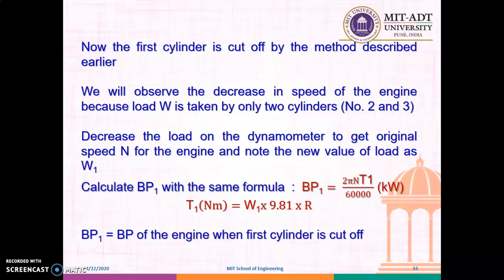So remember that W1 is less than W. What is W1? When the first cylinder is cut off. And what is W? When all cylinders are working. Now calculate brake power 1, that is BP1. Remember one thing again here: BP1 is not the brake power of the first cylinder. It is the brake power of the engine when the first cylinder is cut off. How to calculate it? It is again the same formula of BP, 2 pi n multiplied by torque divided by 60,000. Only here, torque is calculated by putting W1 instead of W. Other procedure remains the same.